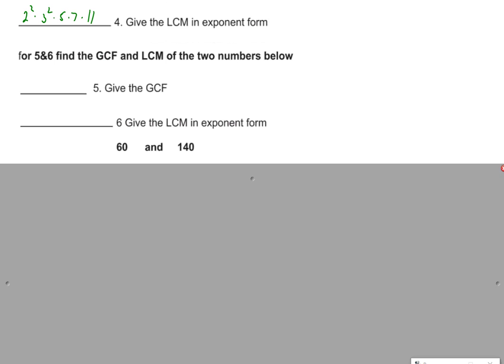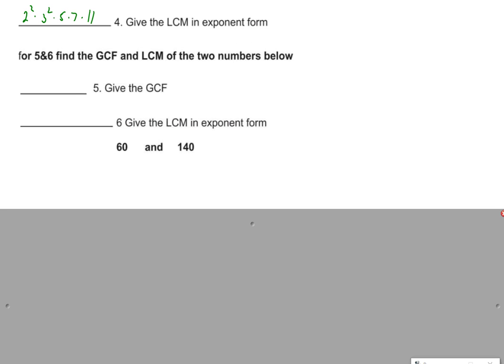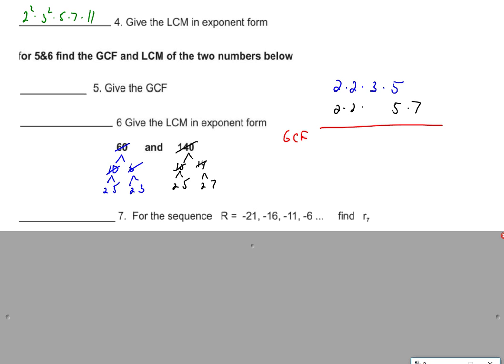Okay. All right. Go ahead and for 5 and 6, the two numbers are the same two numbers. Give me the GCF. Give me the LCM. I'm not going to give you a ton of time on these, but take a couple minutes, see if you can figure those out. So we're also practicing factoring the prime numbers, right?